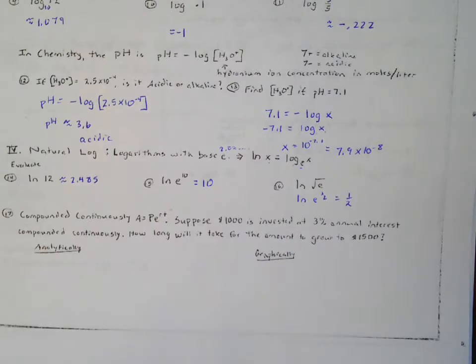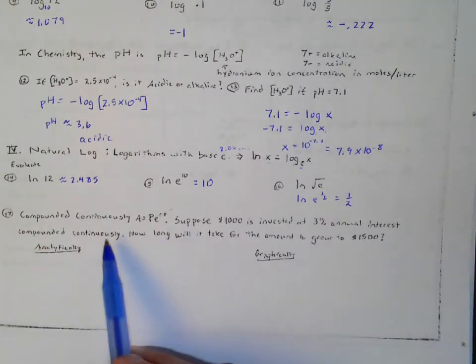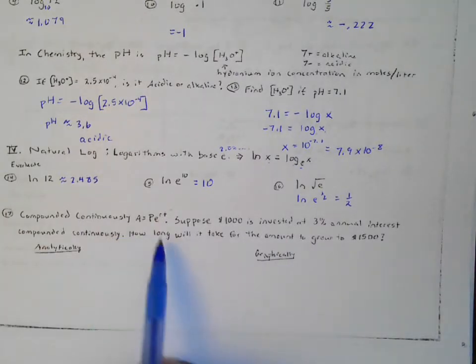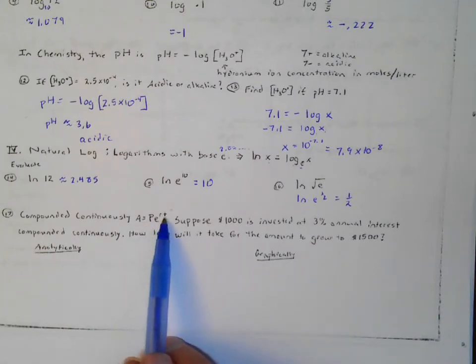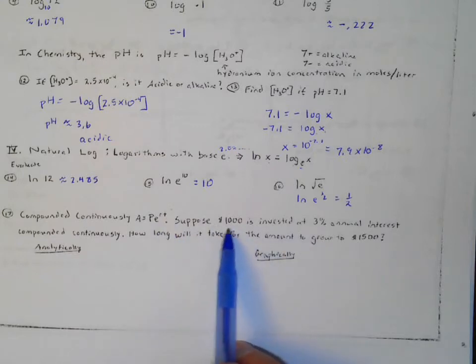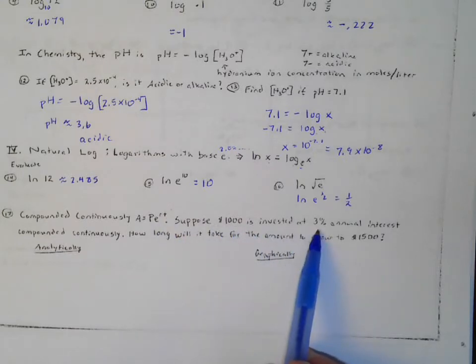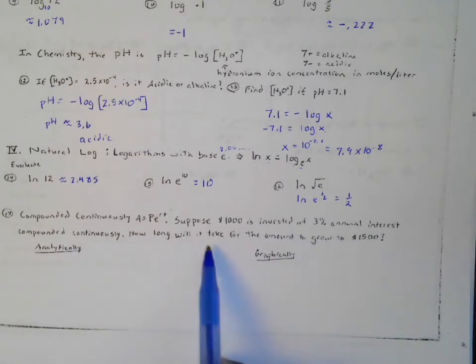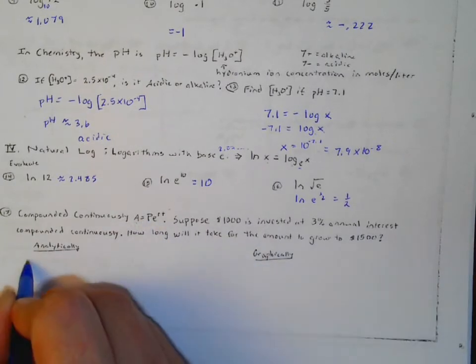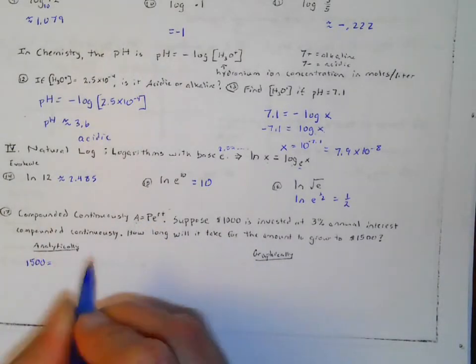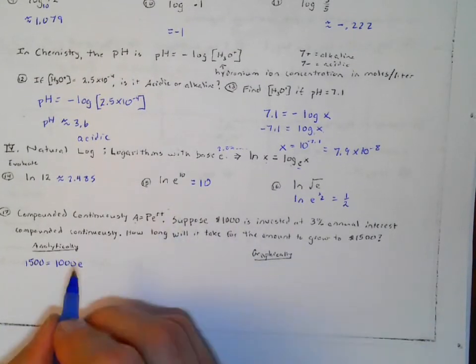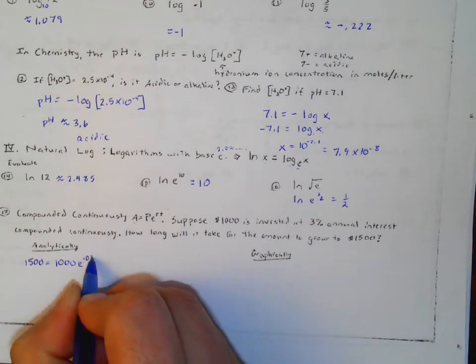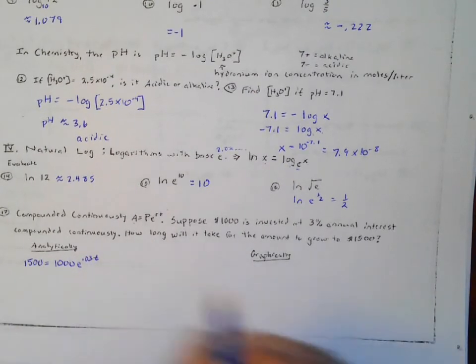Okay, so if you remember the other day we did this compounded continuously. The amount equals our principal that we put in, times e raised to the rate times the time. Suppose we took $1,000, invested it at 3% annual interest, compounded continuously. How long will it take for it to grow to $1,500? So we're starting with $1,000. It's continuous, so we're using this e. The rate is 0.03, and our time is what we want to find here.